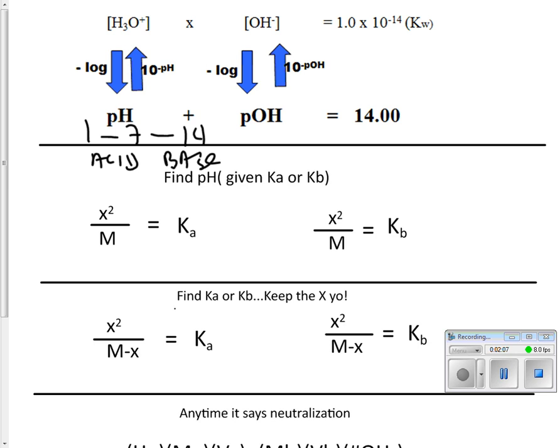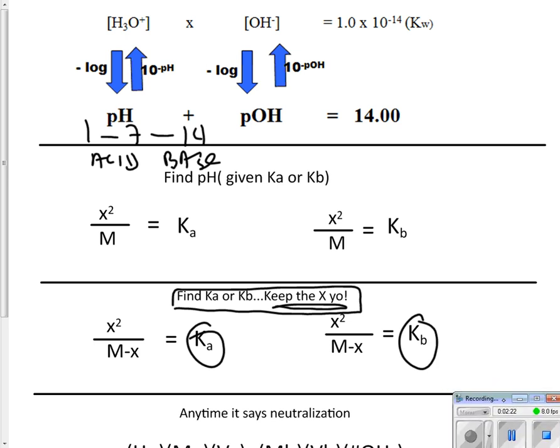The more complicated one is where they ask you to find Ka or Kb. Notice how normally we throw out the x and the one above. All you have to remember in this one is keep the x. So if they ask you, what's the Ka or what's the Kb, all you do is keep the x. Instead of throwing it out on the bottom, they're going to provide you in the problem with M and x, bing and bing, keep it there. You get Ka or you get Kb.